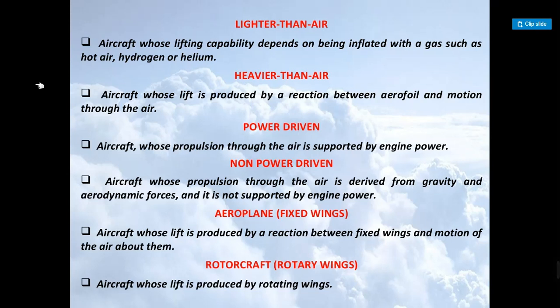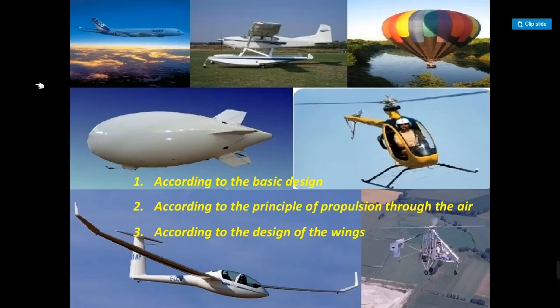Okay, so we have an airplane, which is a fixed wing aircraft whose lift is produced by a reaction between fixed wings and motion of air about them. Then lastly we have the rotorcraft or the rotary wings, which is an aircraft whose lift is produced by rotating wings, so it has propellers, okay? So these are the different types of aircraft.